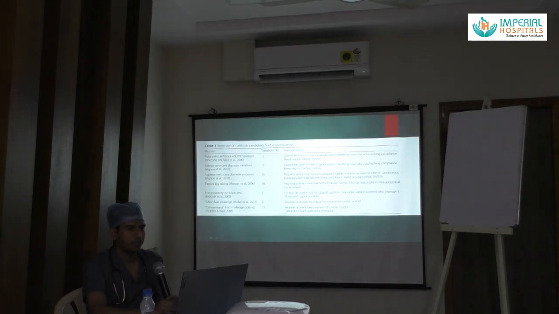Passive leg raising needs a real-time cardiac output monitor. And the expiratory occlusion test needs the patient to be on a mechanical ventilator and controlled ventilation. Mini fluid challenge requires a precise technique for measuring cardiac output. Conventional fluid challenge, like 500 ml, requires direct measurement of cardiac output and can induce fluid overload if repeated. So almost all are invasive modes of monitoring.